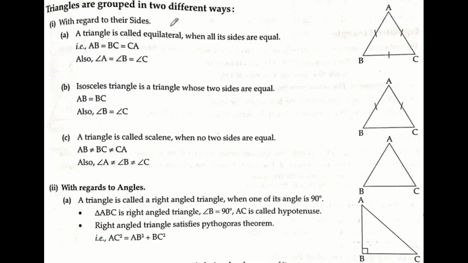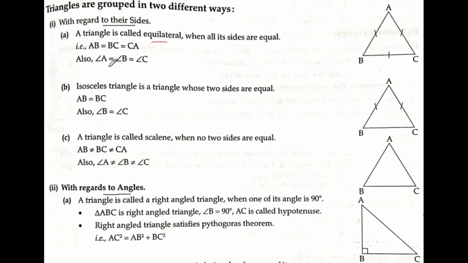The triangles are grouped into two different main categories based on different properties, with regards to sides and with regards to angles. So with regards to sides, a triangle is called equilateral, as you all know, when all the three sides are equal, AB is equal to BC is equal to CA. Here we have a triangle ABC of sides AB, BC and AC. If all these sides are equal, then it is an equilateral triangle.